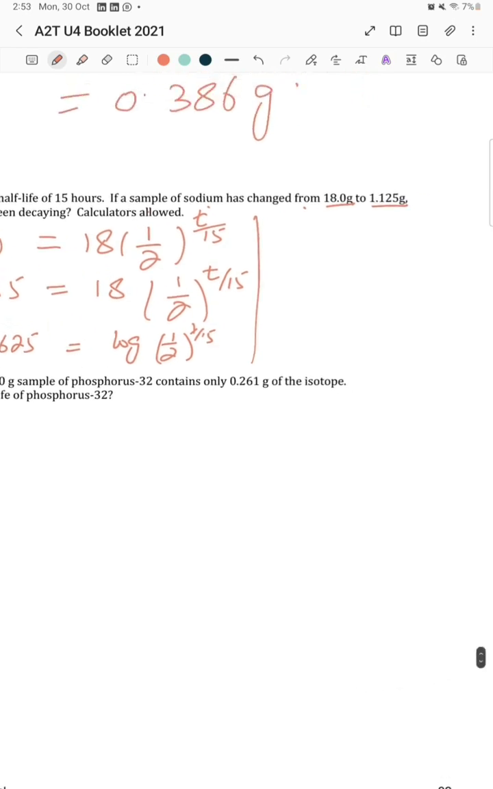Log 0.0625 is minus 1.2041, which is equal to t over 15 times log 1 by 2, which is minus 0.301. So now it's easy, just divide it and multiply it and we will get the answer of t, which is equal to 60 hours.